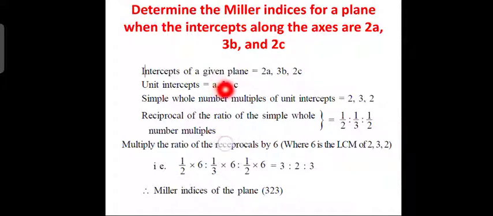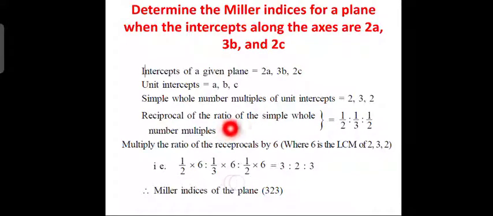Now the intercepts of a given plane are 2a, 3b, 2c. This is a general way of representing them. Unit intercepts are a, b, c. Simple whole number multiples of the unit intercepts are 2, 3, 2.